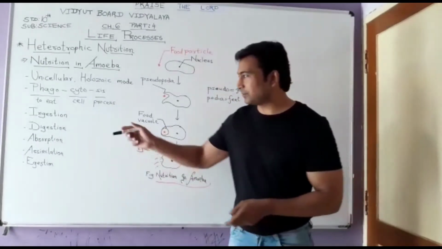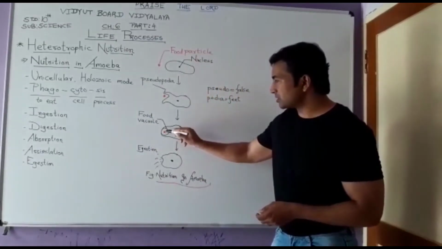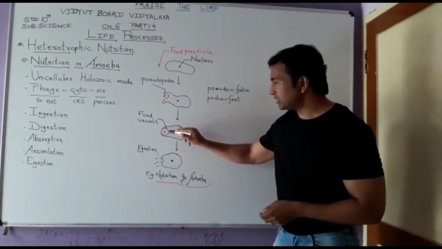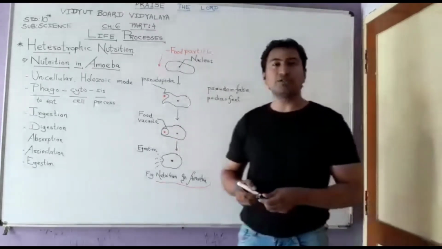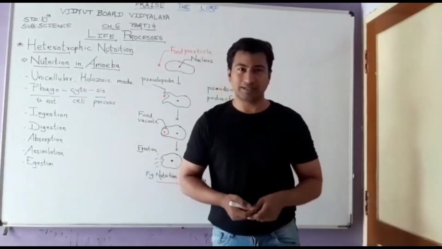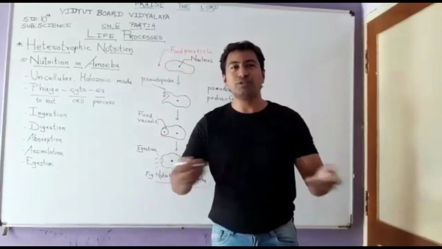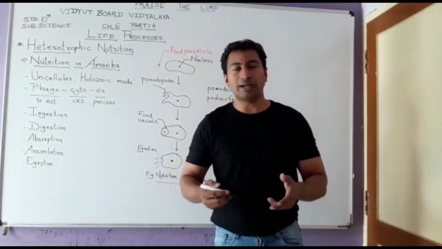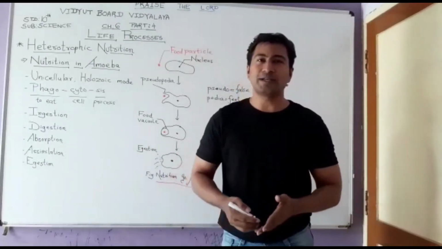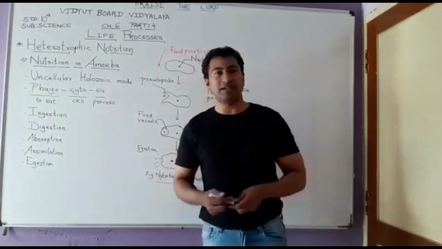Now the third step is absorption. The useful substances from the food vacuole will be going into the different regions of the cell. That is, the absorption will be taking place. And the various regions of the cell will be using the absorbed substances for their energy purposes. That is the assimilation.